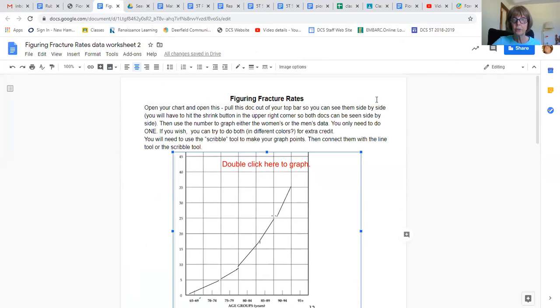You have 2 days to do this. So I assign it on Wednesday and it's also repeated for Thursday. So you have 2 days to finish it. It doesn't have to be done until Thursday. So good luck and tell me what you find out about fractures.